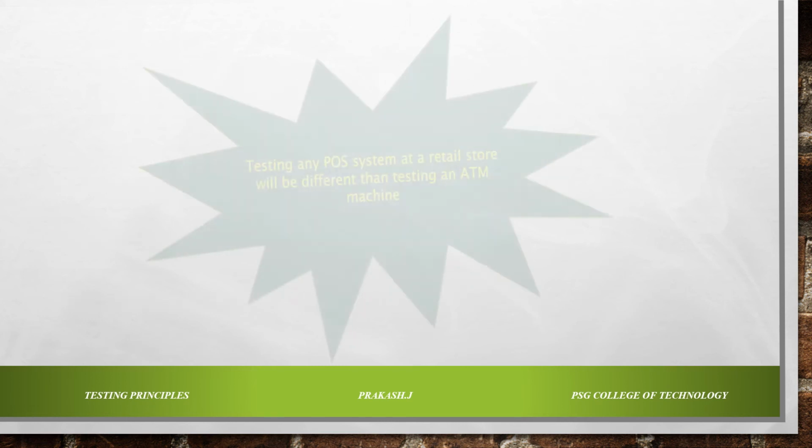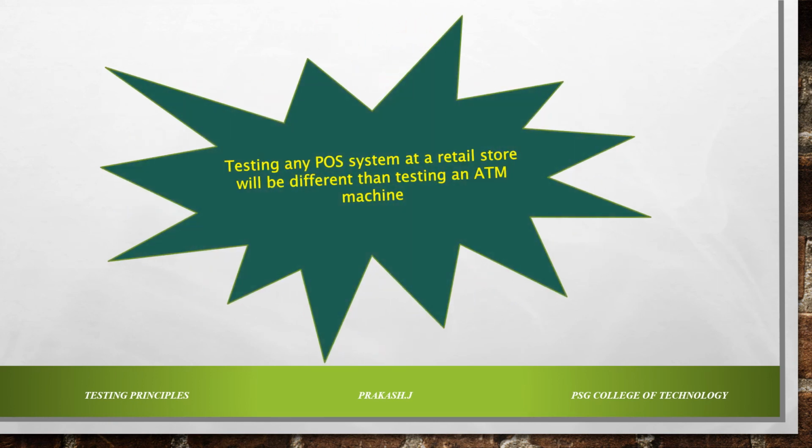Let us consider an example of testing an application of a POS system and an ATM machine system. Both the POS system and the ATM machine have a similar purpose of transactions. But the purpose of a POS system at a retail shop is completely different from that of ATM machines.